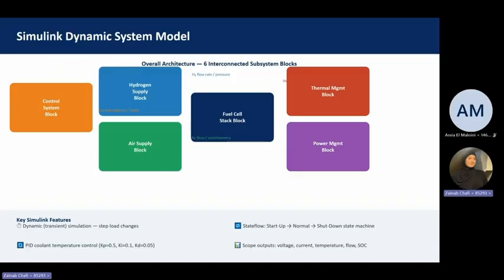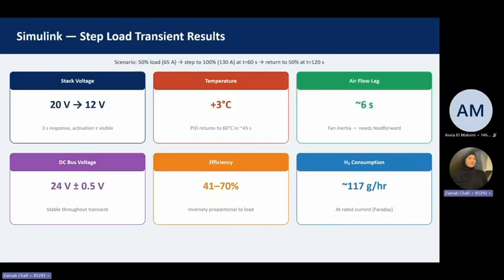So, moving on to the Simulink step load results. In the simulation, the load changes from 50% to 100% at 60 seconds, then returns to 50% at 120 seconds.